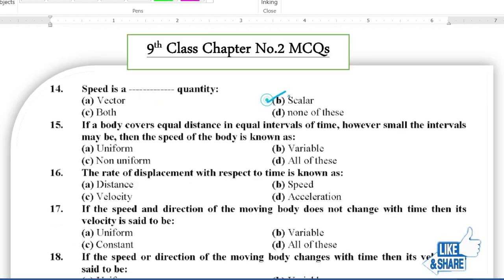It's a scalar quantity. If a body covers equal distance in equal intervals of time, however small the intervals may be, then the speed of the body is known as uniform. Option number A. The rate of displacement with respect to time is known as velocity. Option number C. If the speed and direction of a moving body does not change with time, then its velocity is said to be, option number A, uniform.